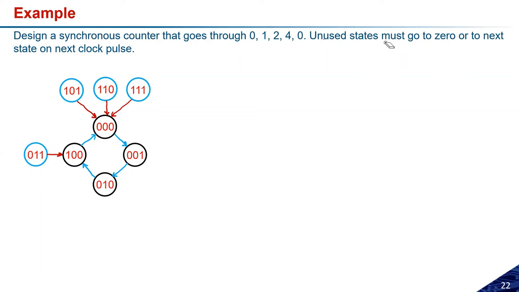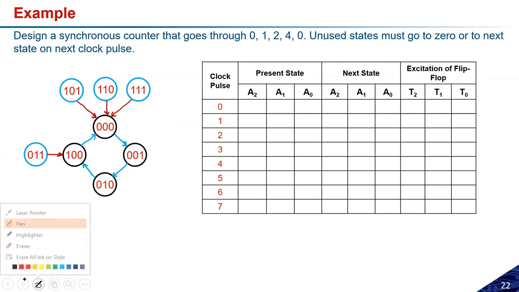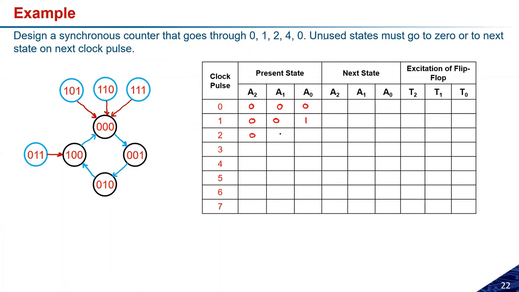If there is no doubt, let us make the truth table. The present state is the 3-bit present sequence. We have to write all the sequences: 000, 001, 010, 011, 100, 101, 110, and 111. So this is the present sequence. Now let us look at the state diagram and, based on that, make the next state.